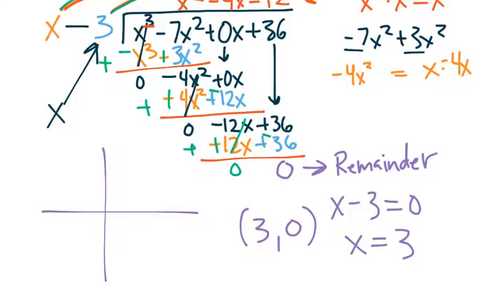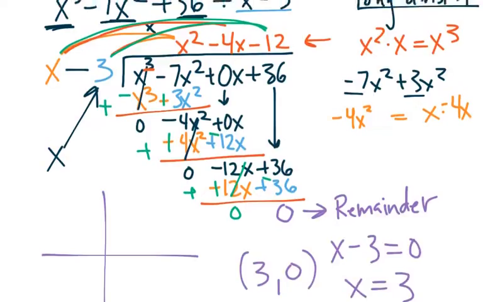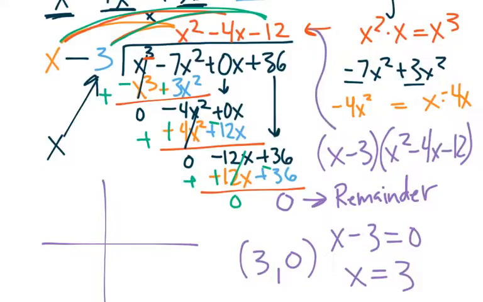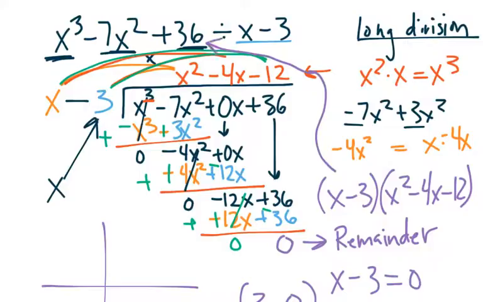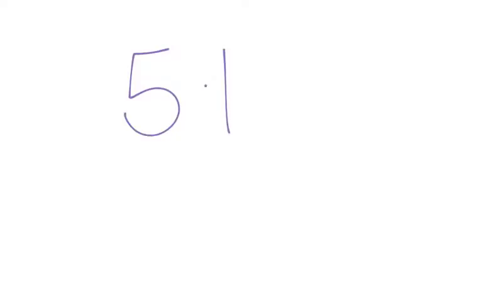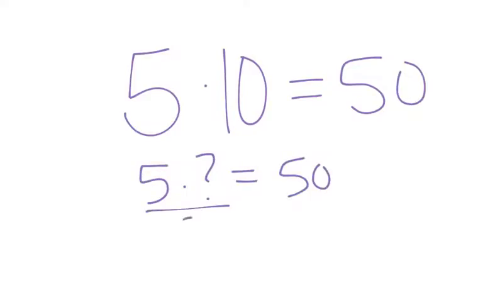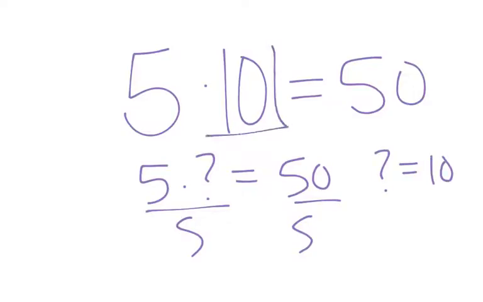That's the other thing to realize, is that we've got a factor now. We know that x minus 3 times x squared minus 4x minus 12 would lead us back to this result. Okay? Just like if we take 5 times 10, that equals 50, right? Well, if I go 5 times what will give us 50? We'd divide by 5, right? And we'd figure out that it would be 10. Okay? But that still doesn't change the fact that 5 times 10 would equal 50.